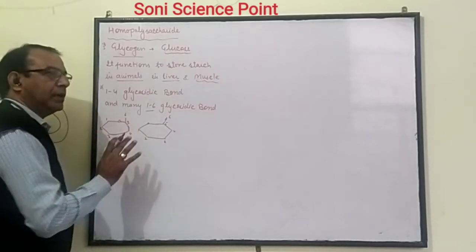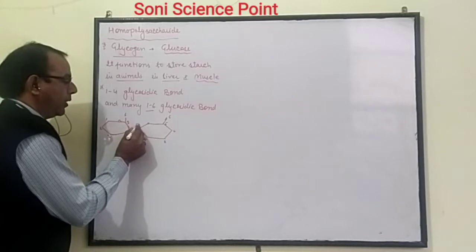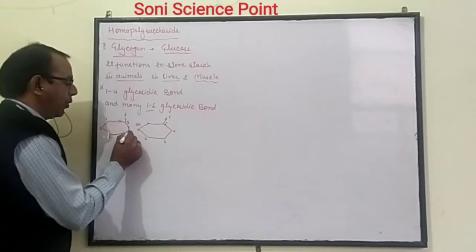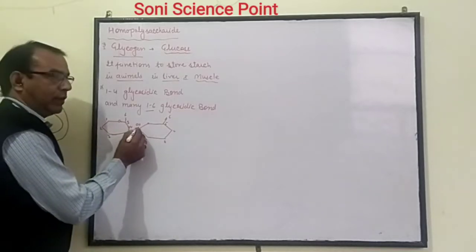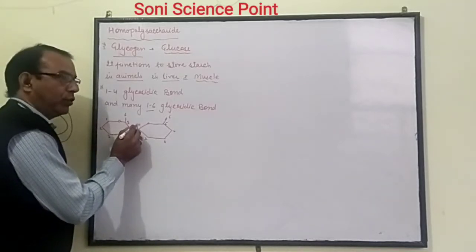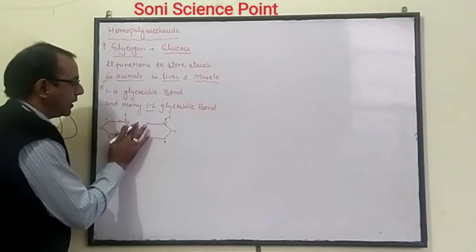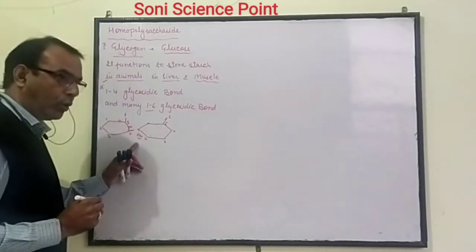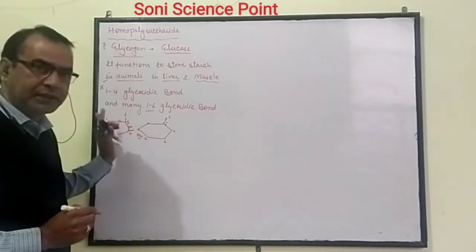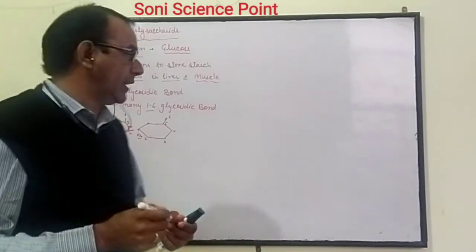What is the difference between beta and alpha? If carbon number 1 contains an OH group on the upper side and bonds with carbon 4, with loss of water, H and OH, then it forms an alpha bond. If carbon number 1 contains the OH hydroxyl group on the lower side, then it forms a beta glycosidic bond. This is the major difference between alpha and beta glycosidic bonds.